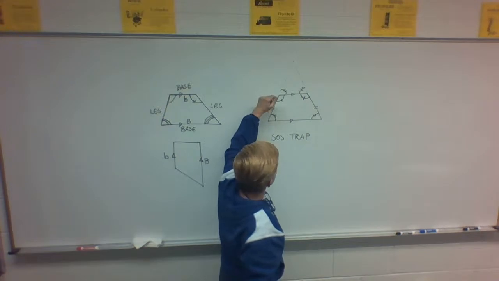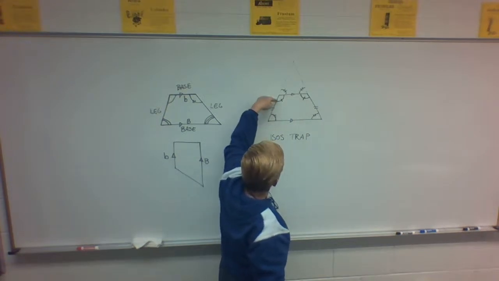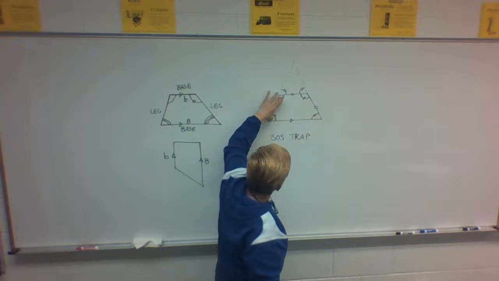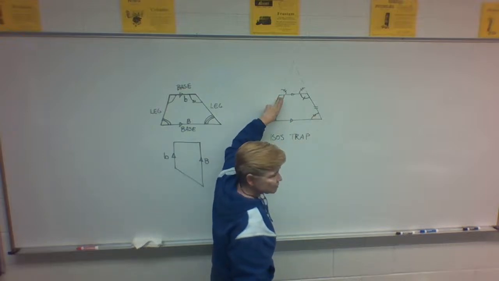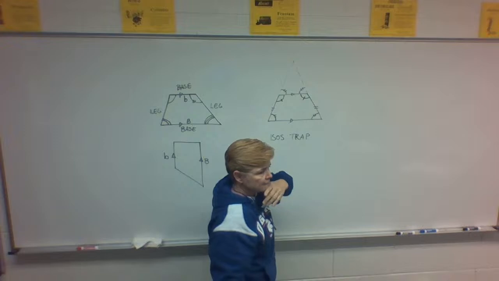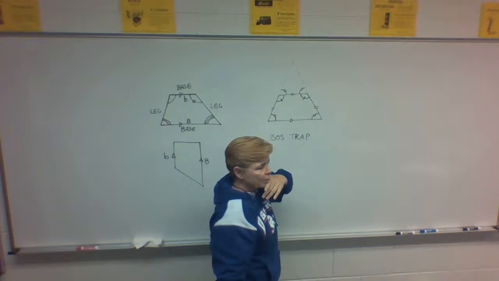Base does not mean bottom. It means the angles made with the bases and the legs. These two angles are the same, these two angles are the same, and these two angles are supplementary. So if you know one angle in an isosceles trapezoid, you should be able to find the others. You okay with that? Yep.